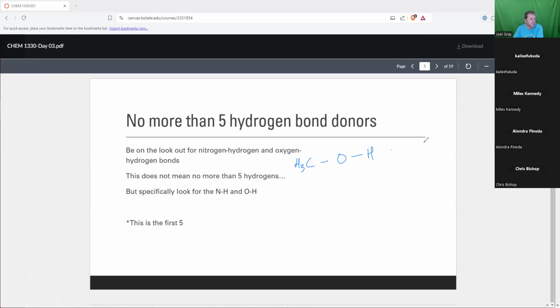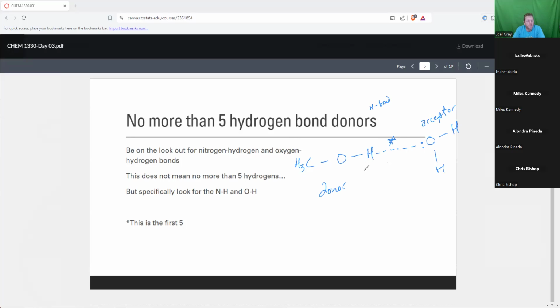Now this will be a donor because there's going to be something else. I'm going to use water as an example. What you're looking for when you're thinking about a hydrogen bond donor: this will be a donor, and this is an acceptor. Look for the dashed line between a hydrogen and an oxygen. So this right here is an H bond, a hydrogen bond.